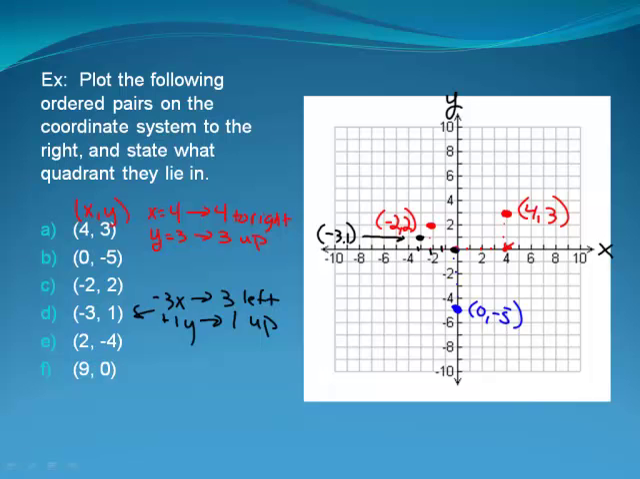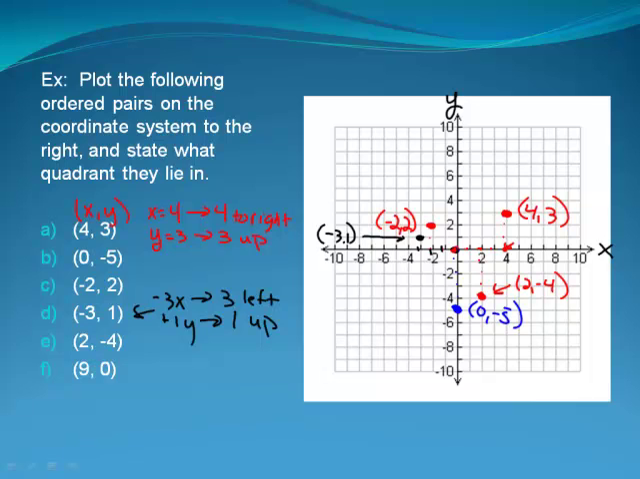2, negative 4. All right, we're going to start at the origin. A positive 2 for x means 2 to the right. A negative 4 for y means 4 down. 1, 2, 3, 4. And we end up right here, 2, negative 4.